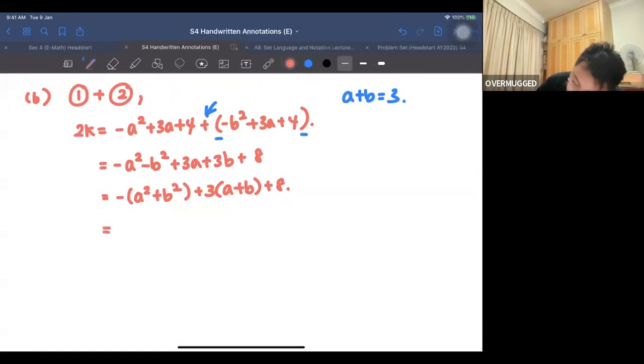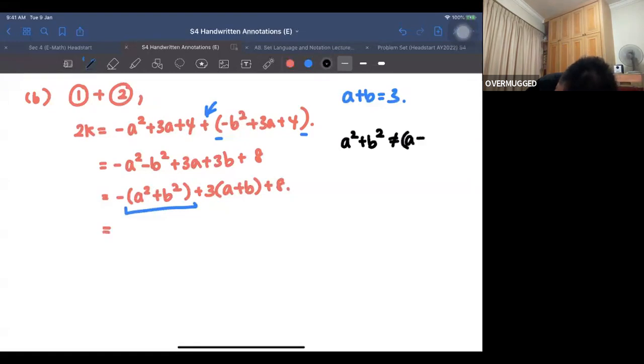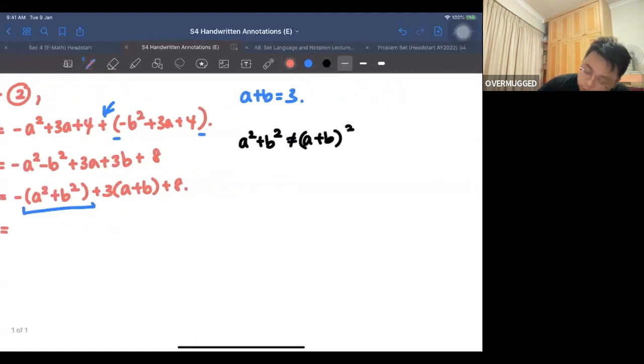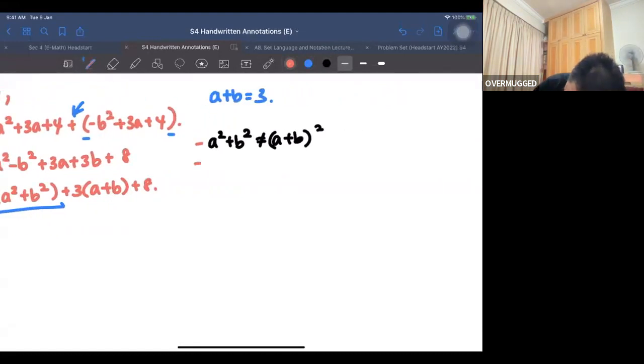Now, some people may struggle to figure out what a squared plus b squared is, because some people think that a squared plus b squared is a plus b whole thing squared, and that is rubbish. So a squared plus b squared is not a plus b squared. So you need to use the identities to get the answer, or if you remember this special rule, a squared plus b squared is the same thing as a plus b whole thing squared minus 2ab. This is a very special identity that you can use in the working.